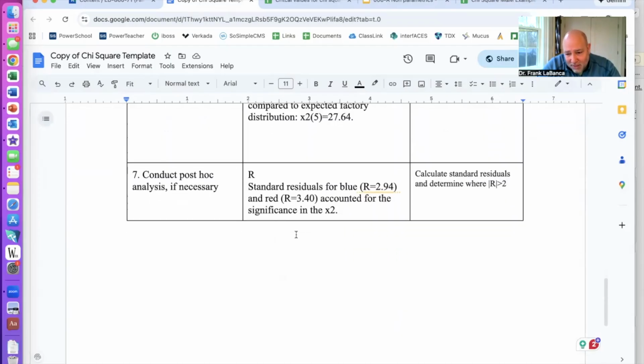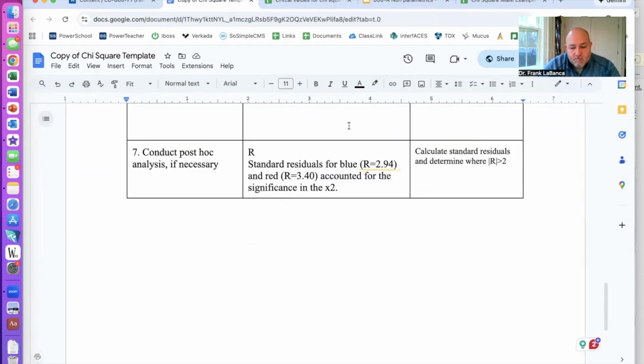The absolute value of the standard residuals is greater than 2. So this is the guidance for calculating chi-square. Please use it in the analysis of nominal level data.